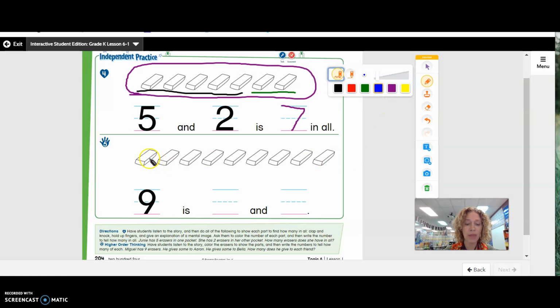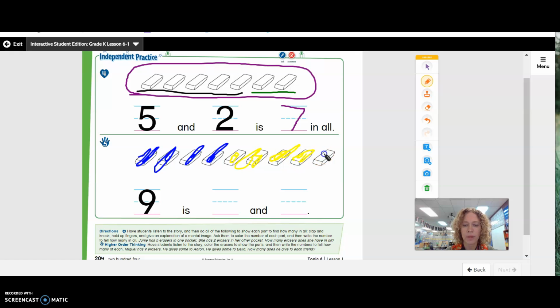Okay, so I'm going to say that his friend Aaron gets this many. I'm going to color him blue. Okay, so Aaron got that many. And then I'm going to say Bella's, she got yellow erasers. Okay, so I'm going to color the ones that Bella got yellow. Gosh, I can't color very good with this. But okay. All right, so I need to get out my pencil again.